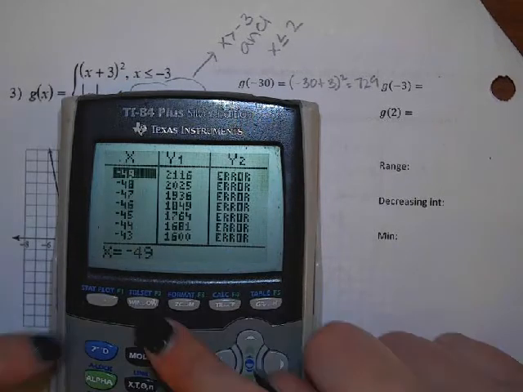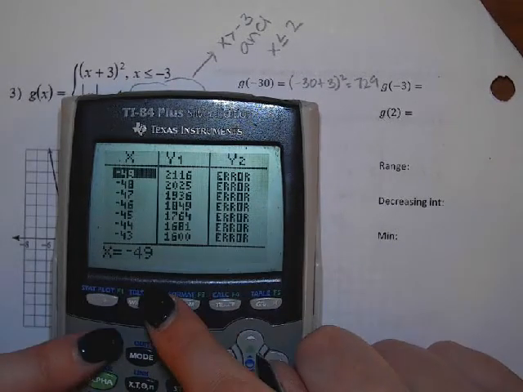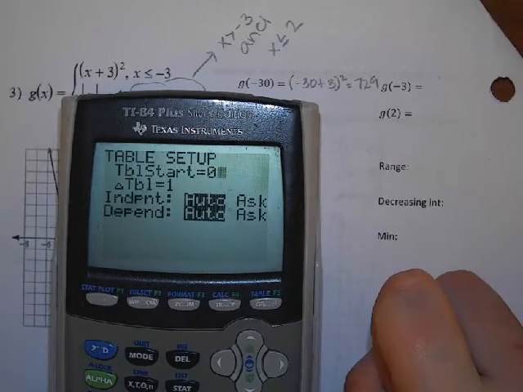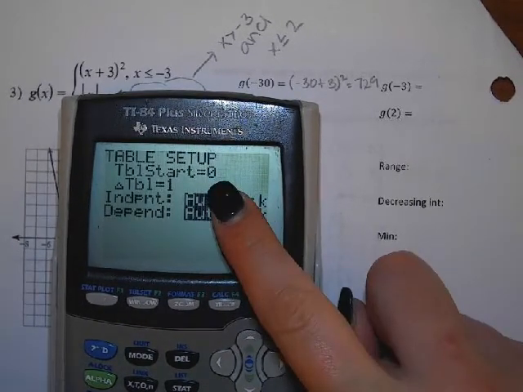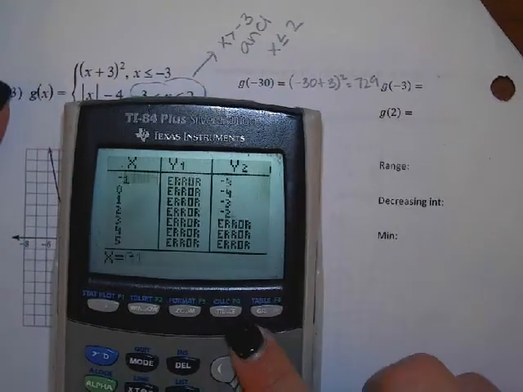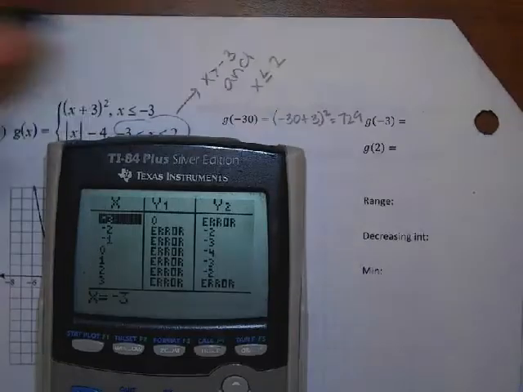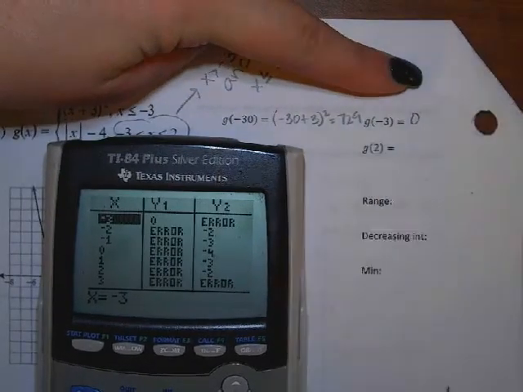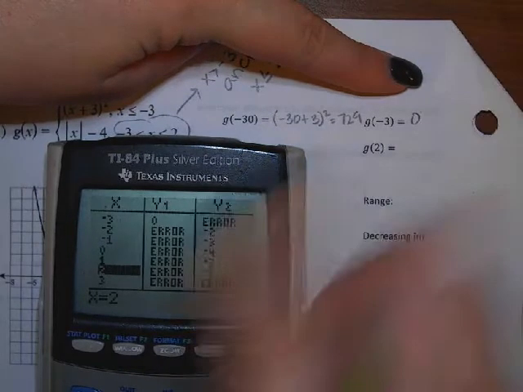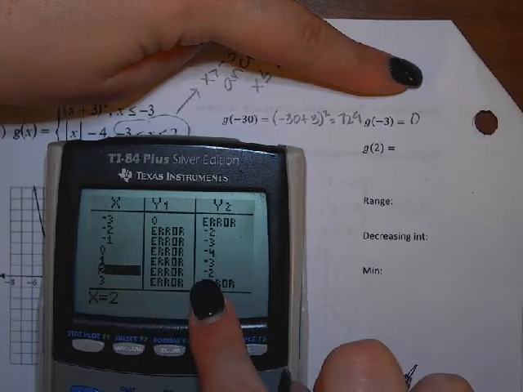Okay, let's get it back to a normal spot. So I'm going to hit second window, and I'm going to go back to 0. Okay, so now I'm back to kind of normal numbers. What if I want to plug in negative 3? What do I get? Okay. What if I want to plug in positive 2? Error, so I don't use that one. I use negative 2.